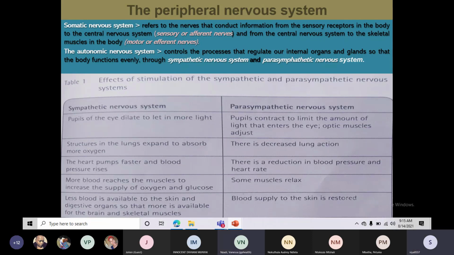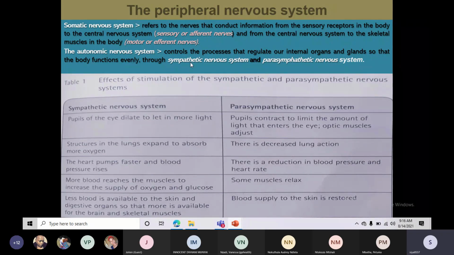When you see danger, automatically your organs, like your heart, pump. Internal organs and certain glands are stimulated, and certain hormones are released, depending on what stimulates you. Under the autonomic nervous system, which controls the process that regulates our internal organs, mostly your heart and your lungs pump high when you see danger. Certain glands are stimulated so that the body functions evenly through what is called the sympathetic nervous system and the parasympathetic nervous system. What's the difference between the two?